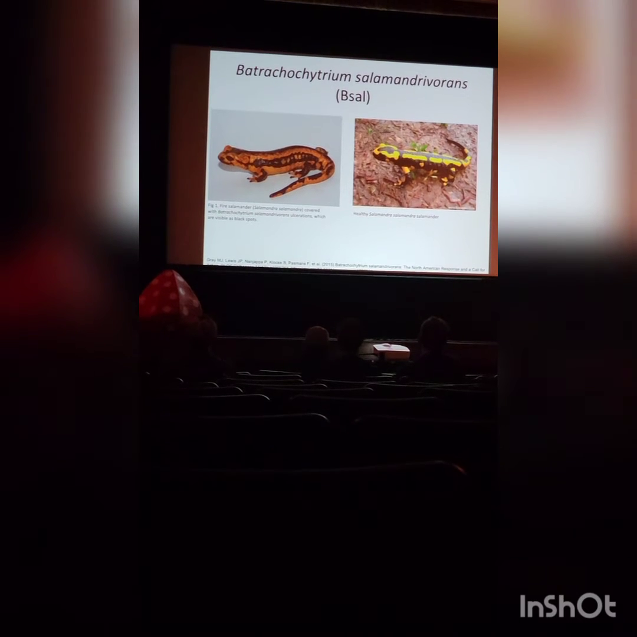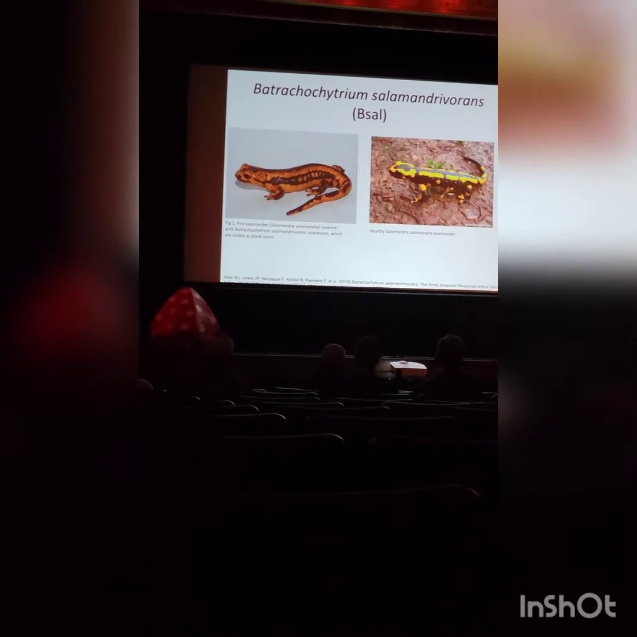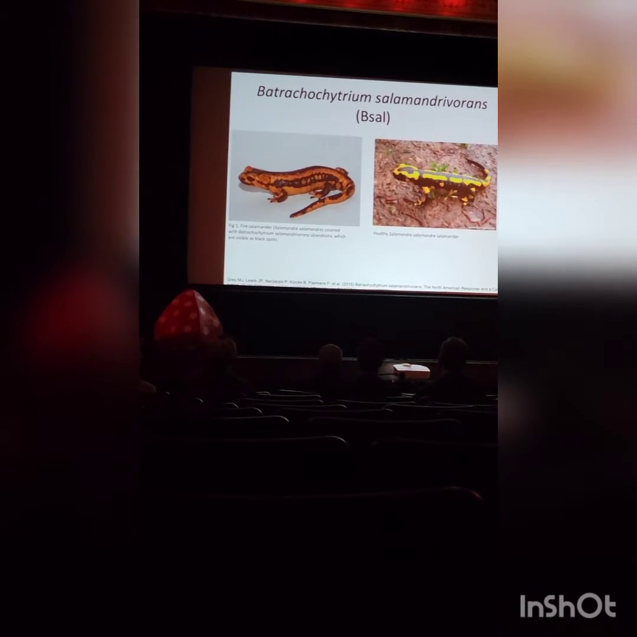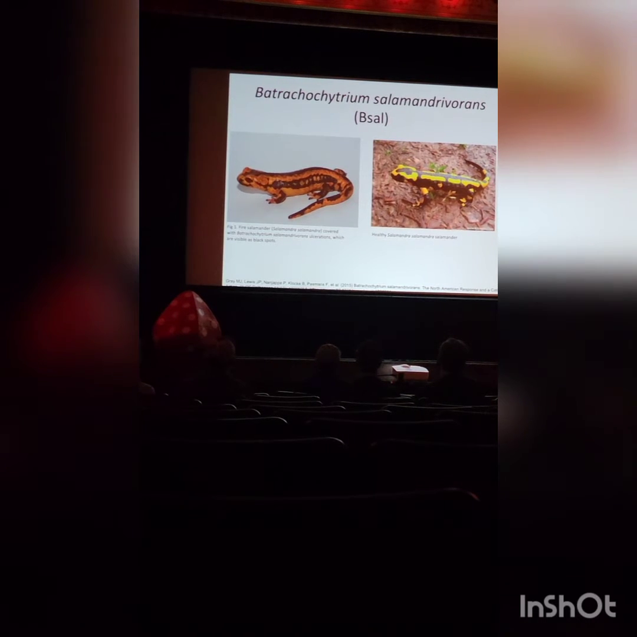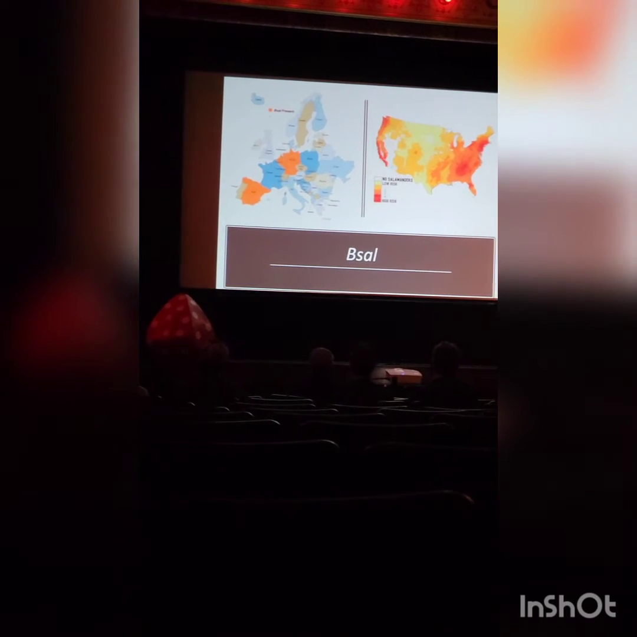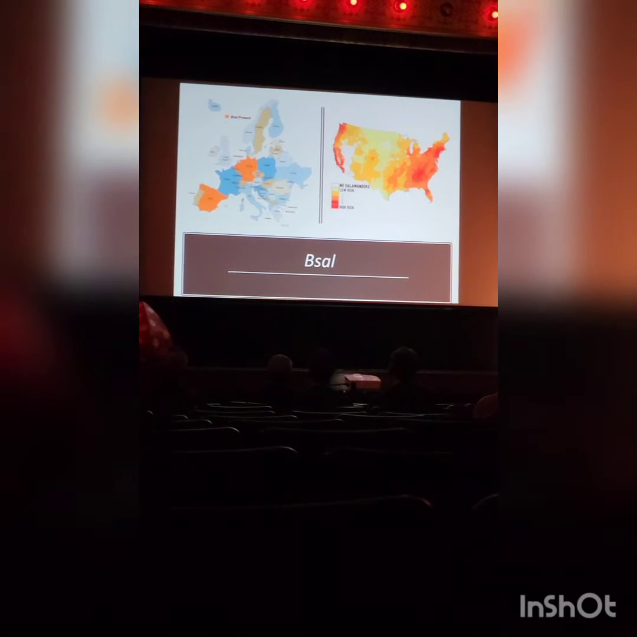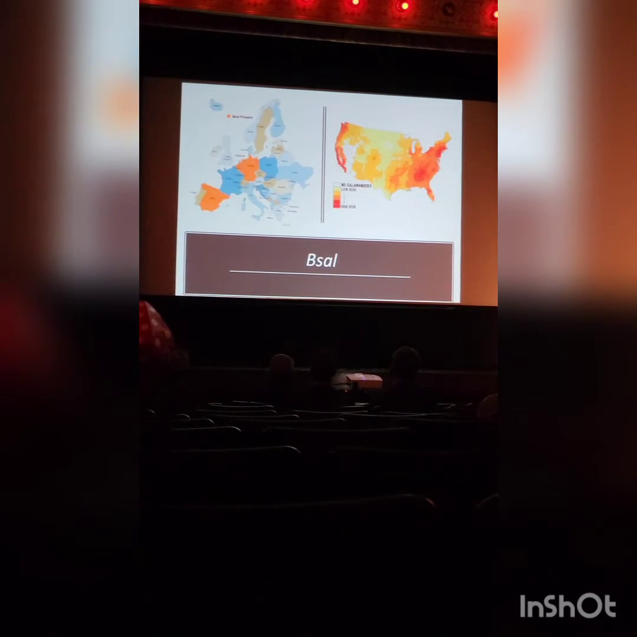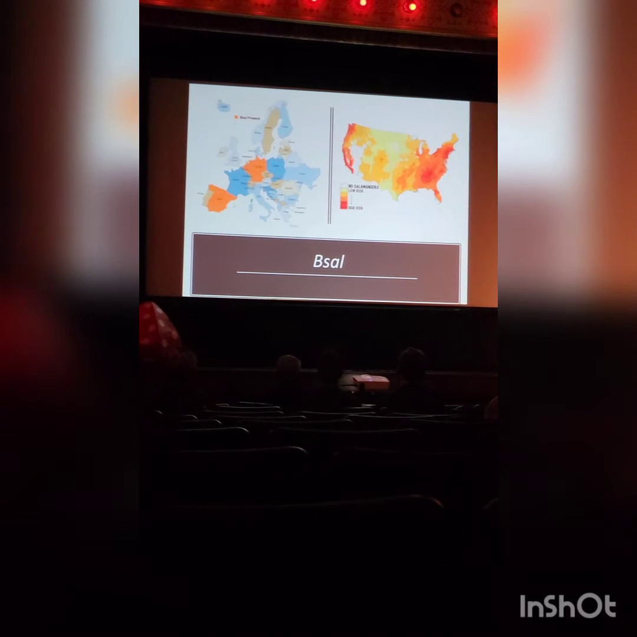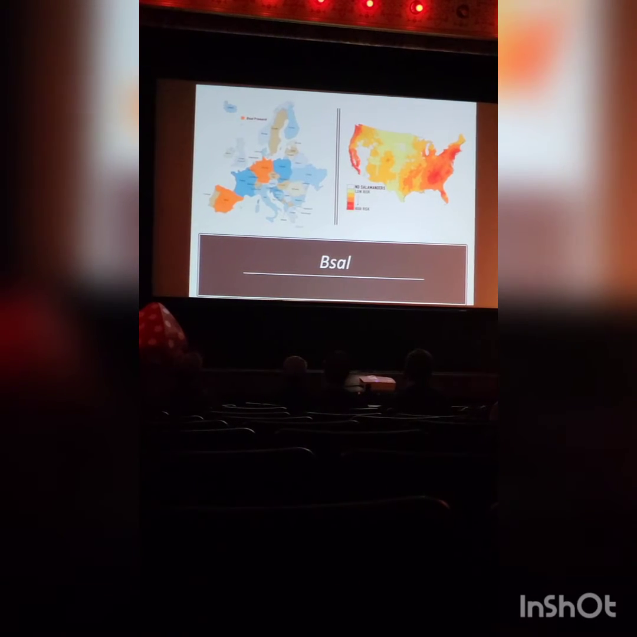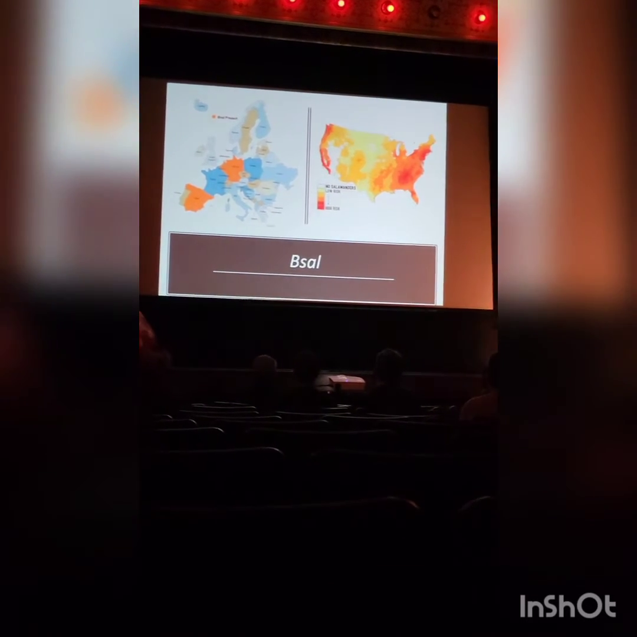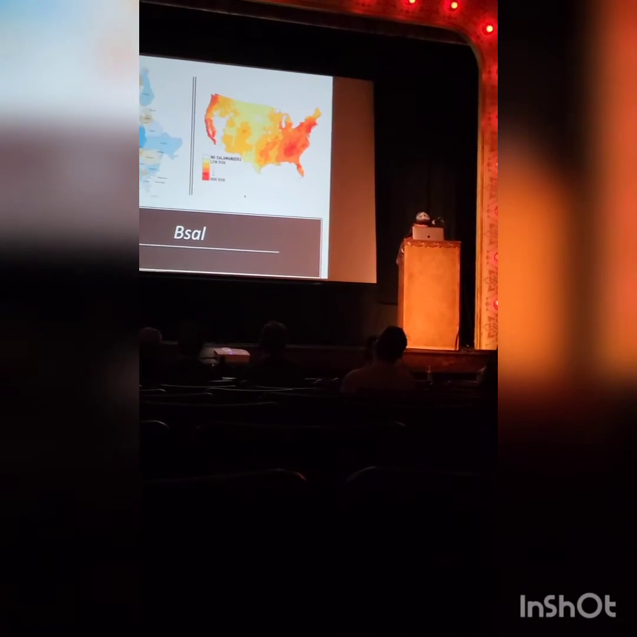So we have this new chytrid fungus that infects salamanders, and it was just described in 2015. On the left-hand side is a graph where it's already been found in new places in Europe, and then on the right is where they predict it to start to be problematic in the States. So we're going to see this new chytrid fungus coming into salamander populations within the US.